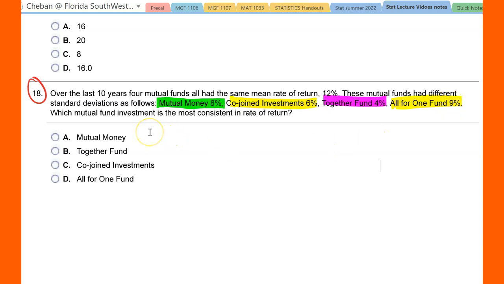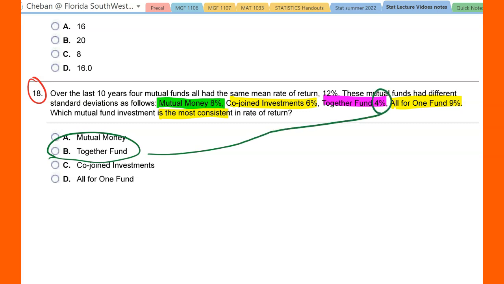The question asks which mutual fund investment is the most consistent for the rate of return. Most consistent. Therefore, the mutual fund which has less dispersion or less standard deviation is more consistent in rate of return. Therefore, the answer here is Together Fund, because Together Fund has only 4% standard deviation compared to the other funds, which have more than 4% standard deviation.